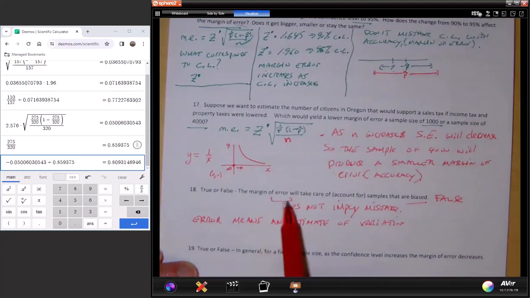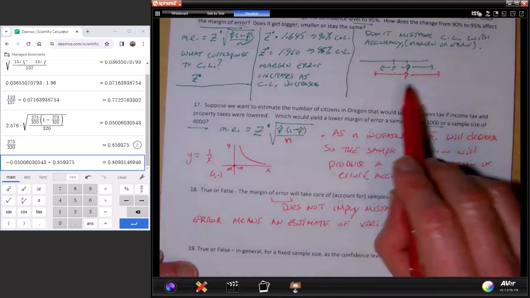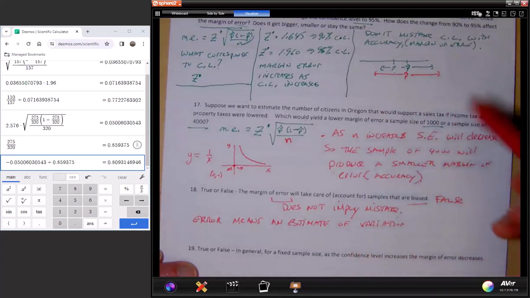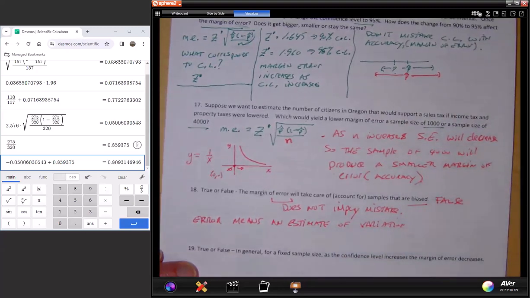So will the margin of error take care of samples that are biased? The answer is no, as we showed earlier, that actually this gets worse. If you have a bias, it will get worse as the n goes up, or the margin of error decreases, for example. Nothing's really going to fix that at all. So that's not what this does. So this is absolutely false.